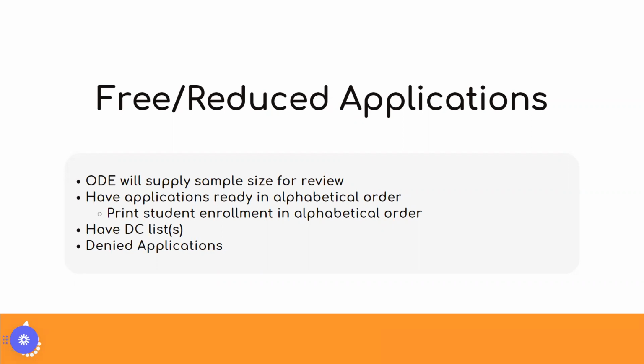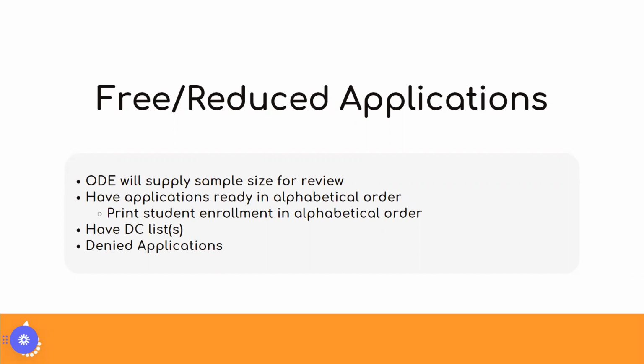Please make sure that you put those applications together in alphabetical order, as well as having your enrollment list in alphabetical order so that they can go down that list really easily and find and match the students. Please also make sure that you have your DC list because some of the kiddos that they pull on your sample are going to be on the DC list. So again, we want it to be very easy and seamless for the reviewer to be able to find the students on those lists.